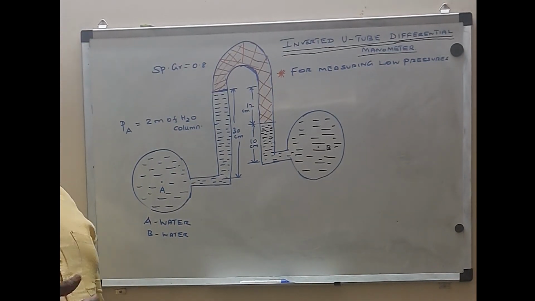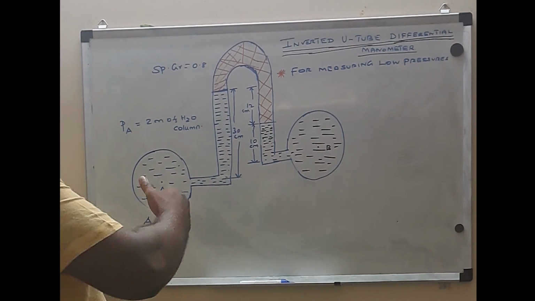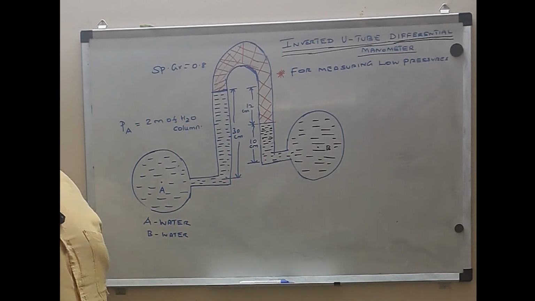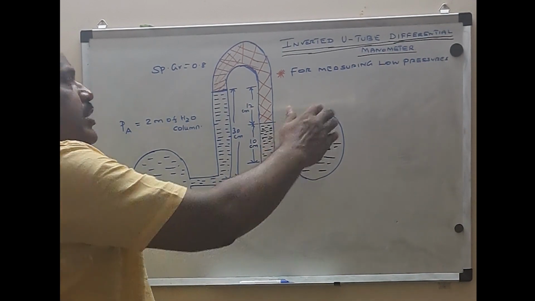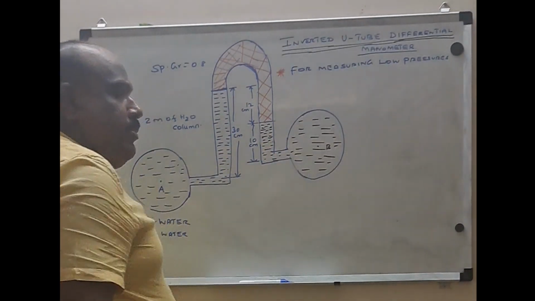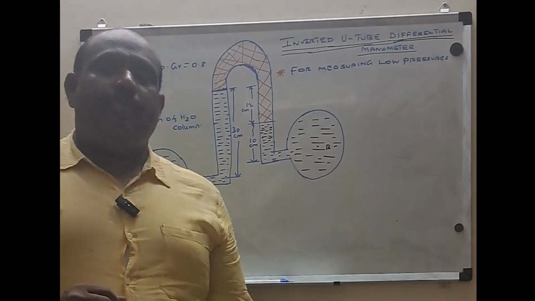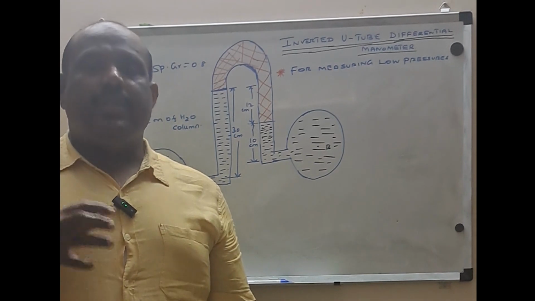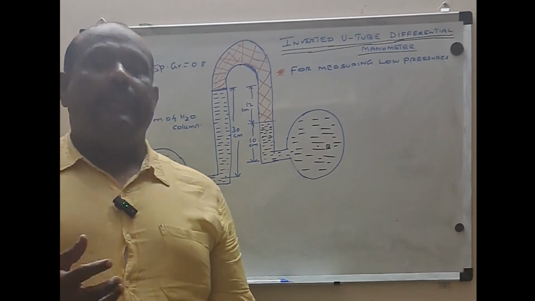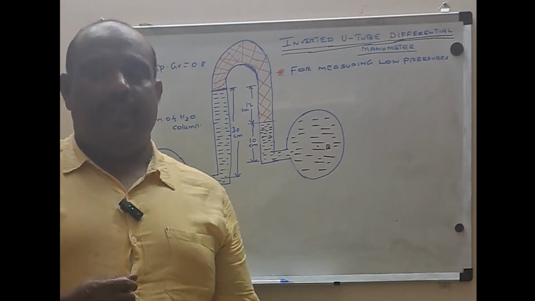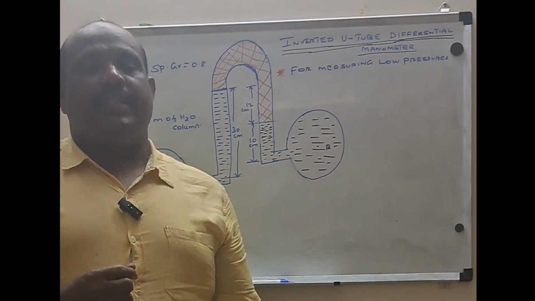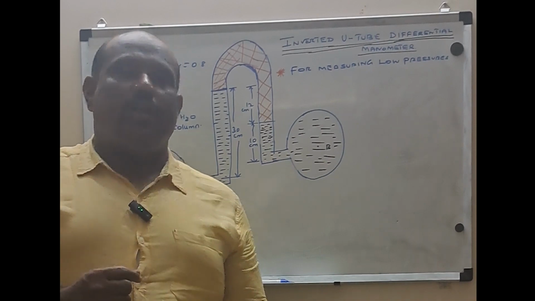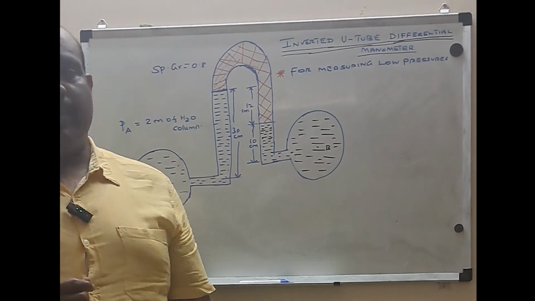manometer. From the diagram itself, we can see the tube is not like this, it is inverted. The tube is in the form of an inverted U shape, and hence the manometer is called the inverted U-tube differential manometer. In the normal manometer, the measuring fluid is mercury, whose density is relatively higher than the other fluids whose pressure is to be measured. For example, the density of mercury is 13,600 kg per meter cube, whereas the general fluid is water, whose density is 1000 kg per meter cube.